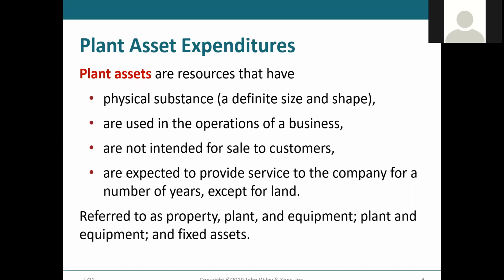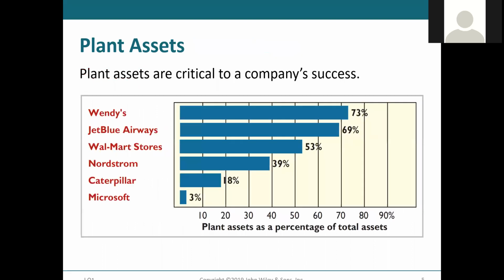Plant assets are resources that have physical substance or are used in the operation of the business, not intended for sale. It's a piece of equipment, a fixed asset that's going to last a long time, and it's going to be depreciated, unlike land. Typically referred to as property, plant, and equipment, also called fixed assets.